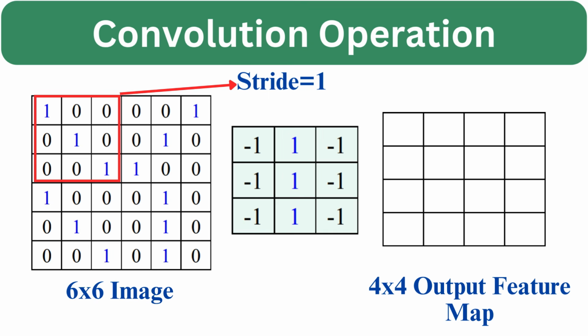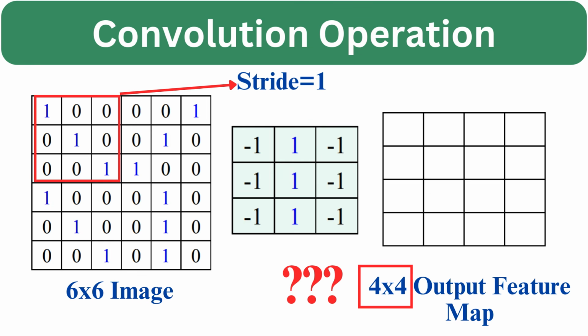In the previous videos, we discussed the convolution operation in detail. We had a 6 by 6 image on which we rotated a 3 by 3 filter and we got a 4 by 4 output feature map. But you might be wondering, how do we know that the output would be 4 by 4?